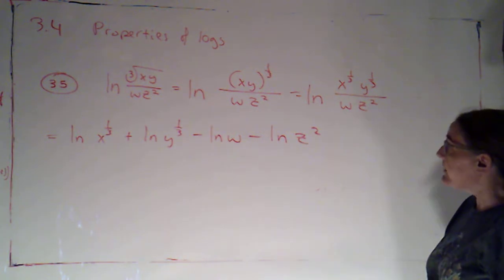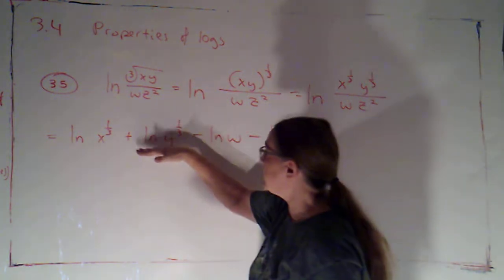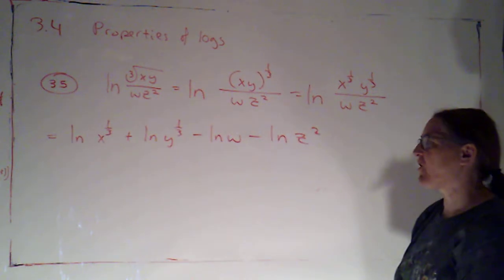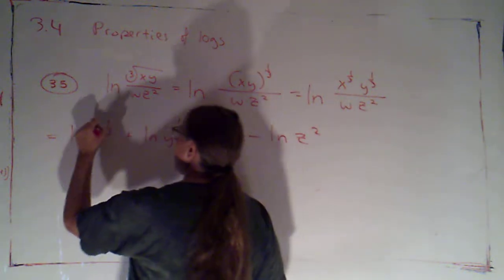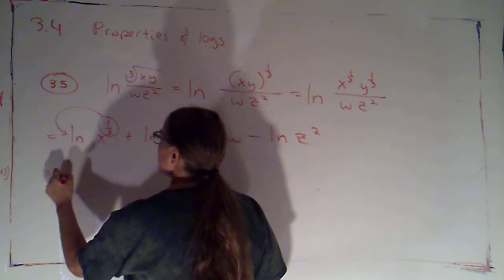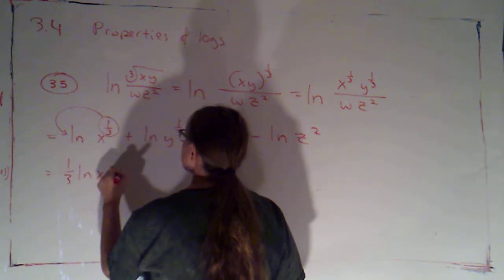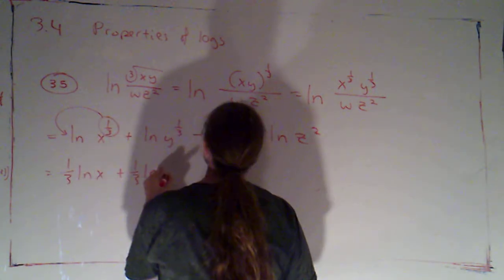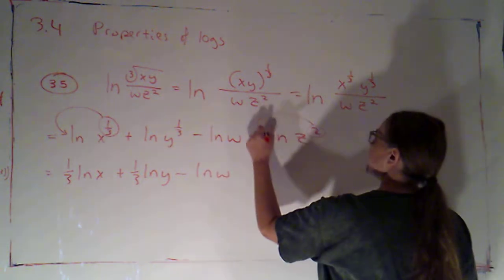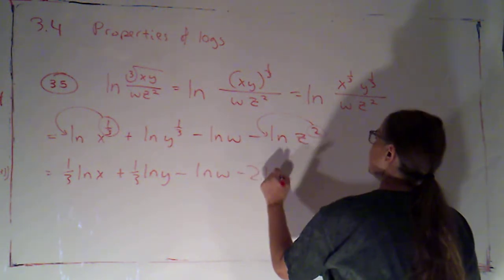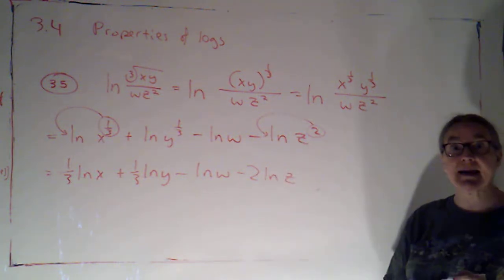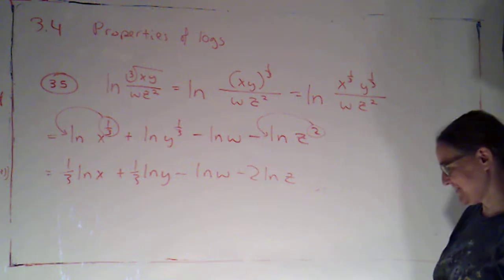Excellent. Now, these three terms I can simplify because I have a power in the argument. So I can use my power rule to bring those exponents down. So this will be 1/3 natural log of x plus 1/3 natural log of y minus natural log of w. Bring down that 2, minus 2 natural log of z. So that would be my expanded form for this one.